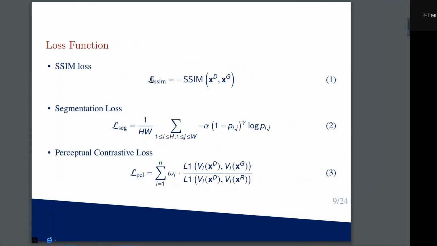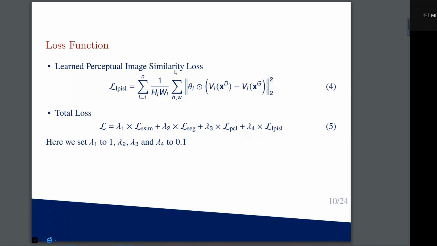Here is the loss function for the proposed network, including the SSIM loss, the segmentation loss, the perceptual contrast loss, and the learned perceptual image similarity loss. You can find more technical details and explanations in our paper.